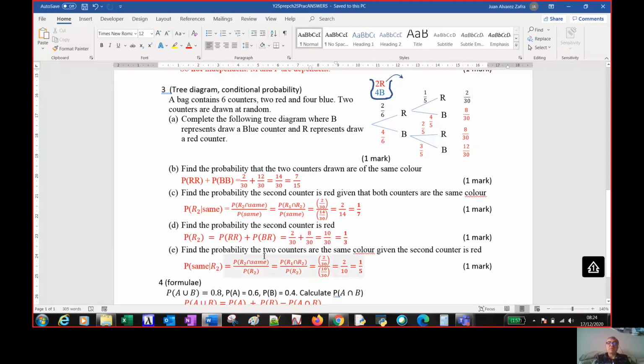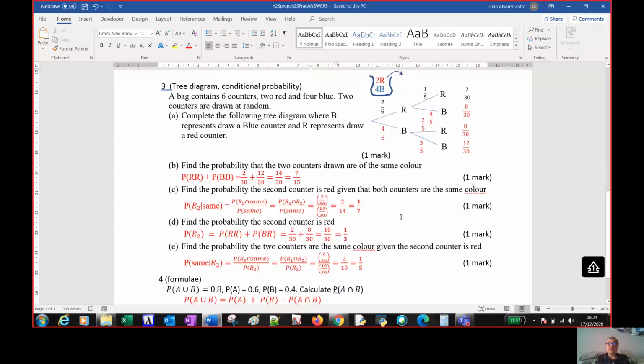Now we have to find the probability that the two counters are the same color given the second one is red. Okay, that's interesting. It's kind of the other way around to what we did in C. And we don't necessarily get the same answer. And in this case, we don't. So how do we do the probability of one thing given another? It's the probability of one and the other divided by the probability of the other. So the probability that we're given is that the second one is red, and that we did in D. So that was 1/3 or 10/30. So now we need the probability that the second one is red and they're both the same, which we did in part C, and that was 2/30.